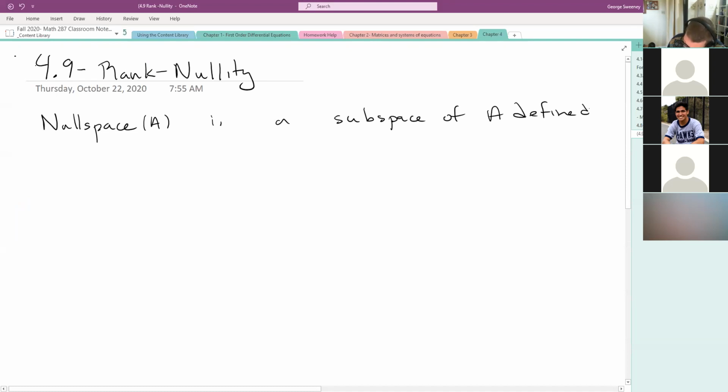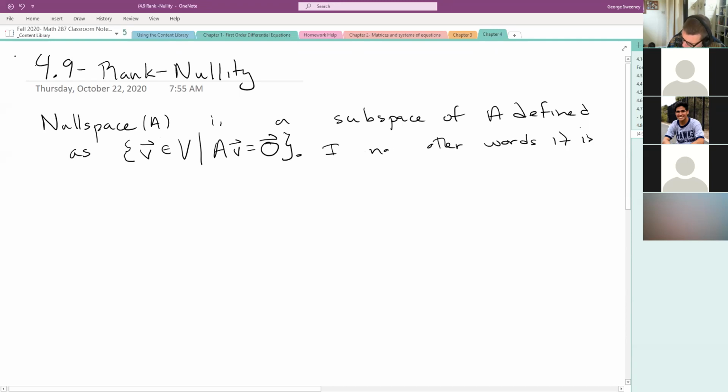defined as the set of all v belonging to V such that Av equals 0. In other words, it is the set of all solutions to Av equals 0. So it's the set of all solutions to Av equals 0.